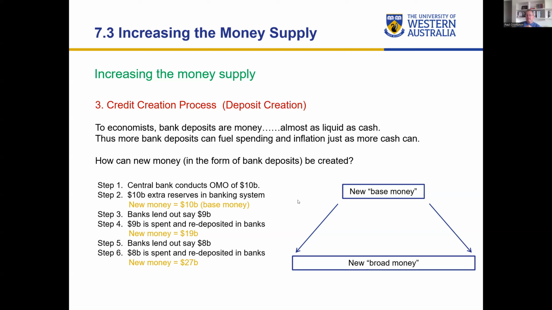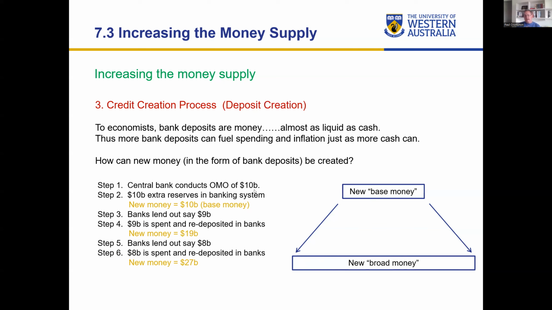And so what you can see is we had new base money of $10 billion in the form of a new bank account deposit, but as the banks take this 10 billion and lend part of it out and then relend it and relend it and relend it, this is the credit creation process, and it creates a much larger amount of broad money, because broad money includes all of these bank account deposits. Base money doesn't include bank account deposits.